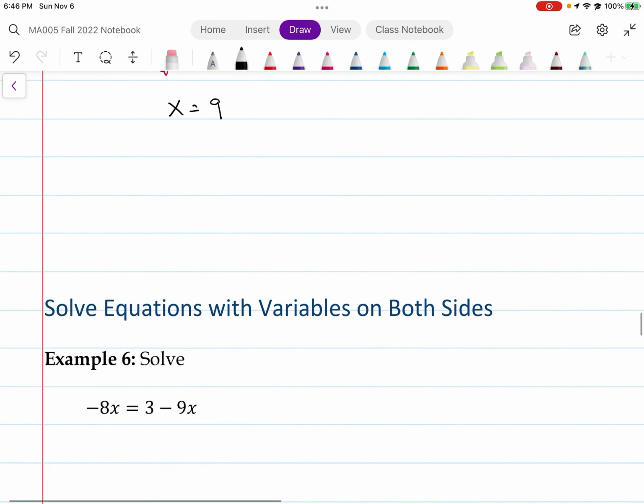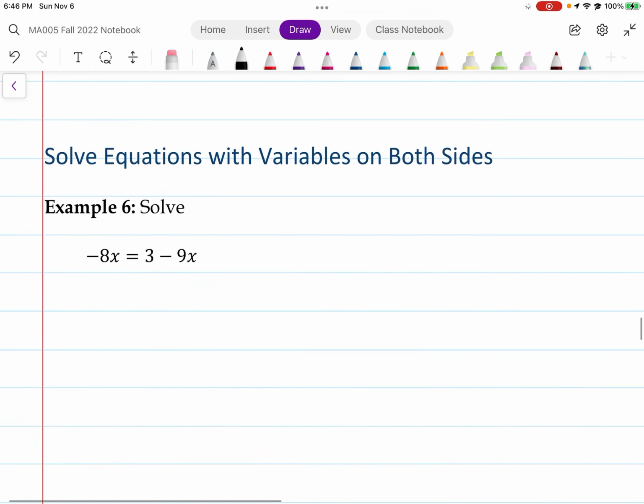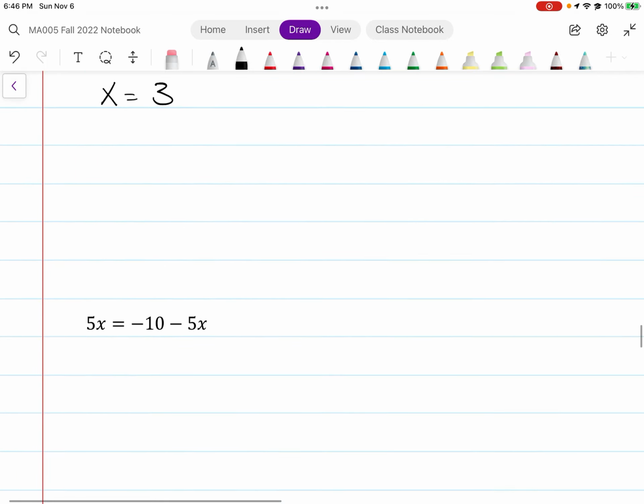All right, what if there's a variable on both sides? Let's try one of those. So what you're going to have to do here is add one of the x's to get it to the other side. Well, I'm going to add the 9x so that I can get the x's on one side and the constant terms on the other. So sorry, I missed my plus. So there we go. Negative 8x plus 9x is just x, and the only thing we have left on the right is a 3. All right, why don't you try that one?